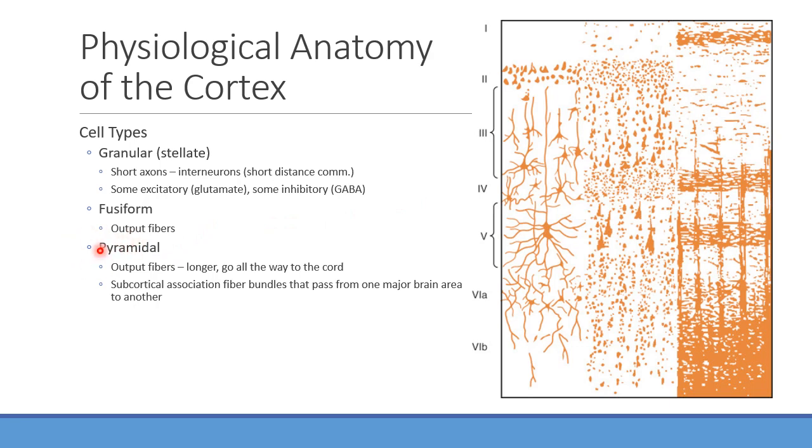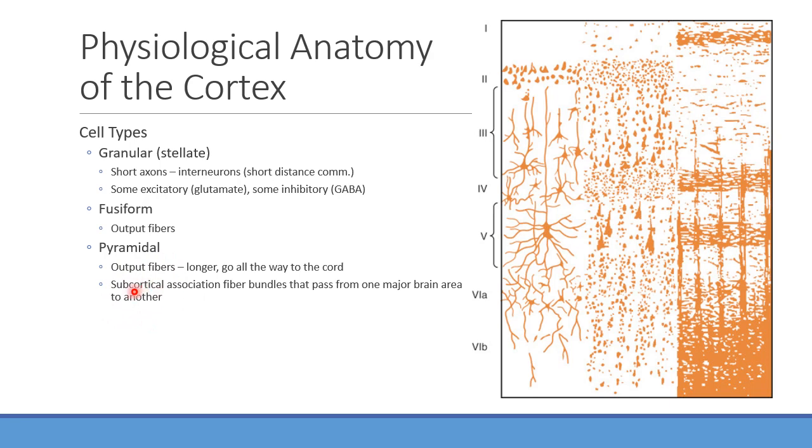And then we're also going to have these pyramidal fibers. These are also output fibers. These are much longer. They're going to be heading all the way down to the spinal cord. We talked a lot about the pyramidal tracts yesterday, right? And how that's really important for controlling things like muscle movement, etc.